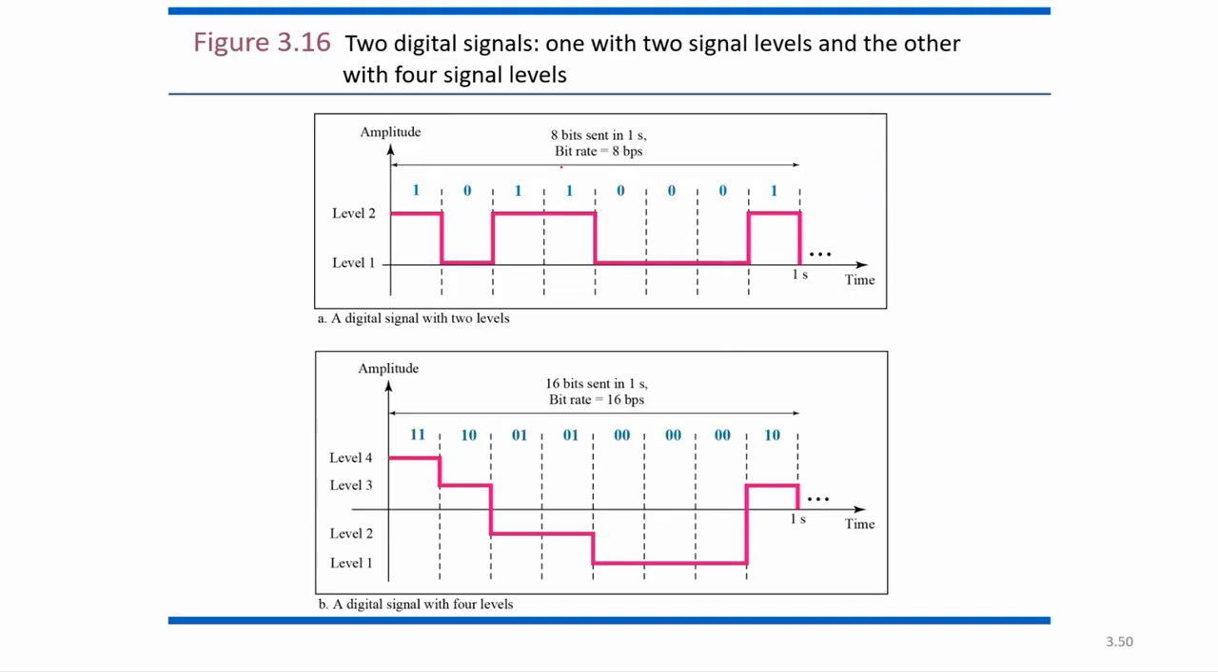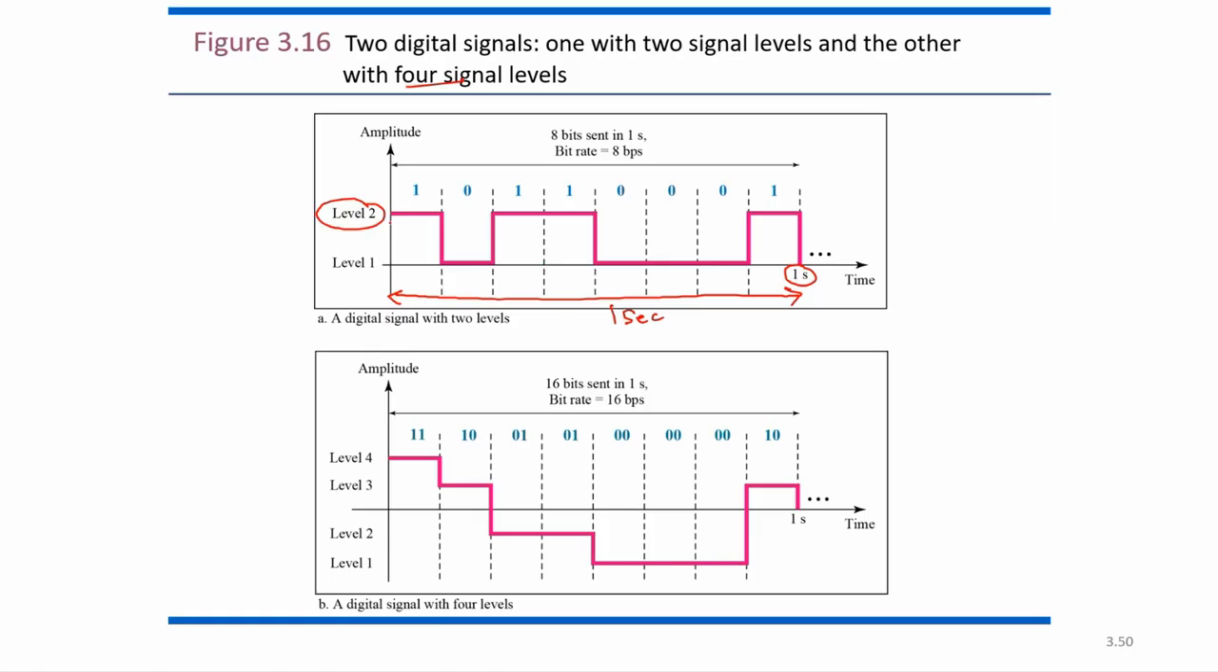Here two digital signals are given, one with 2 signal levels and the other with 4 signal levels. In the 2-level signal, level 1 is 0 and level 2 is some higher value. The higher level is represented by 1 and the lower level by 0, so it is 1 0 1 1 0 0 0 1. This is how the signals are represented. Suppose we start from 0 to 1 second, a 1 second duration.